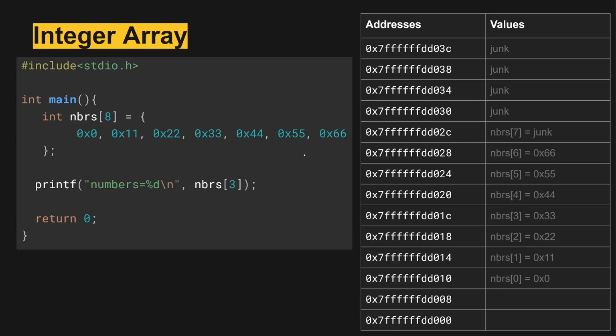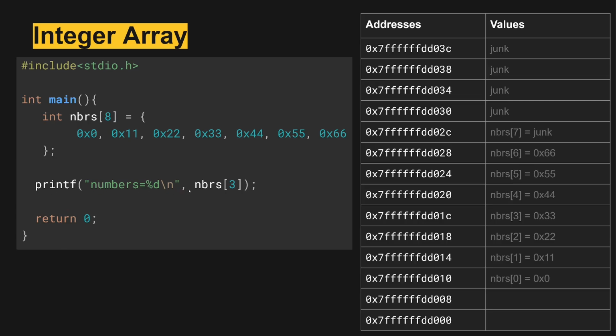Now let's look at how this looks in memory. With an int, that means that each of the array slots are going to be 4 bytes because an int in the version of C that we're using will be 4 bytes. We can see starting from 0 that these values are added to memory in bytes of 4, just like that.